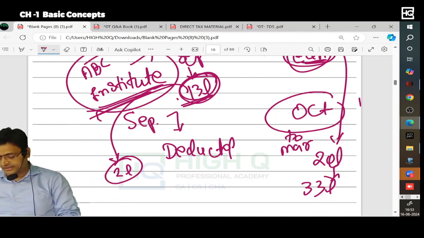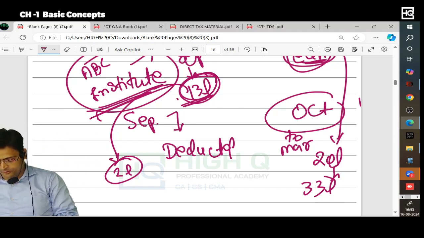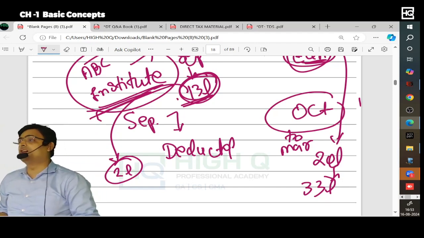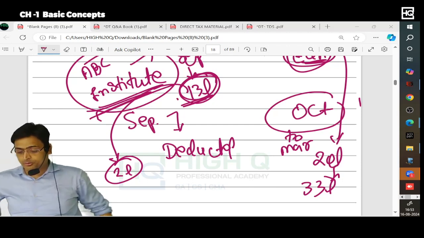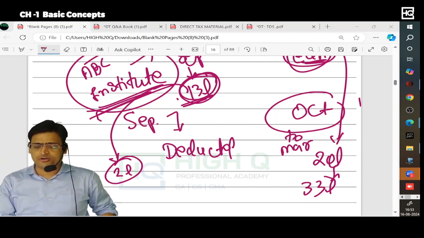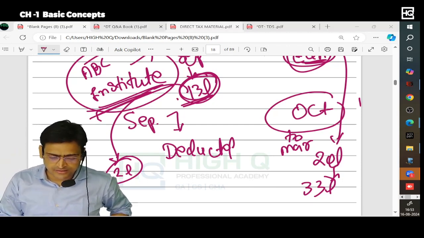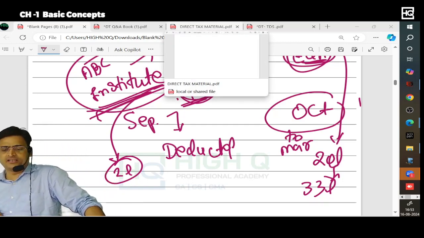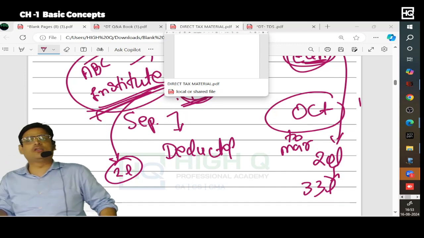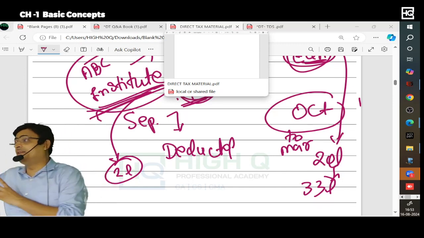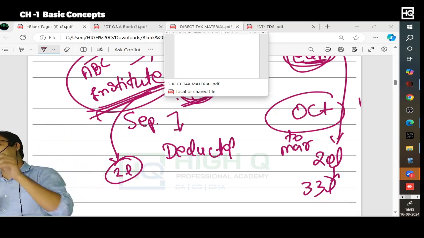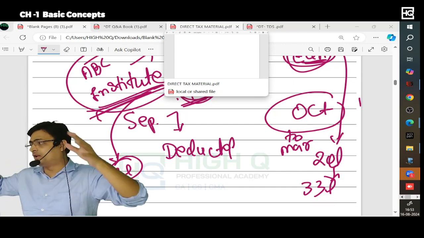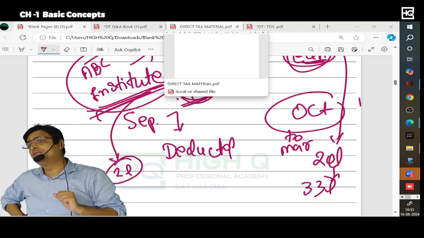Then TDS deducted when the employee informs other income. When the employee informs other income, will the employer consider such income or not? Consider. If the employee informs losses, which losses will be considered? What about other losses? Not considered, but can be set off. What about investments?